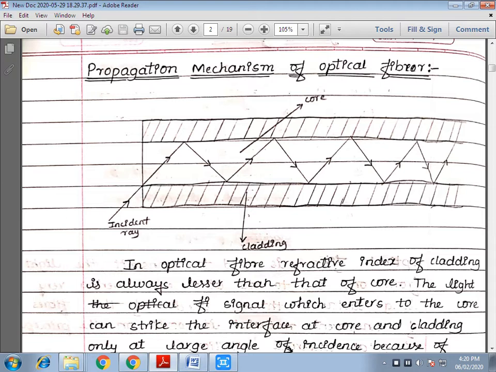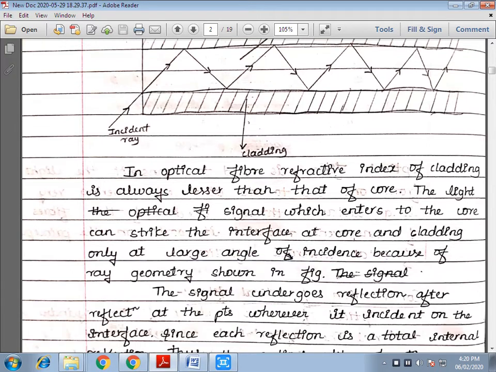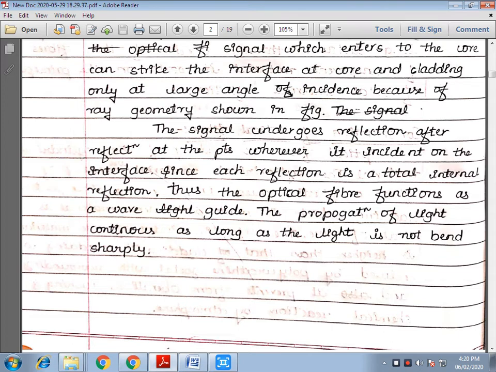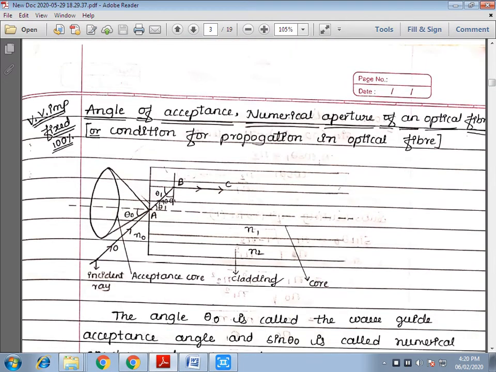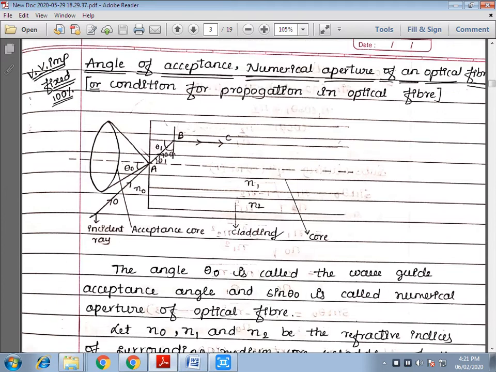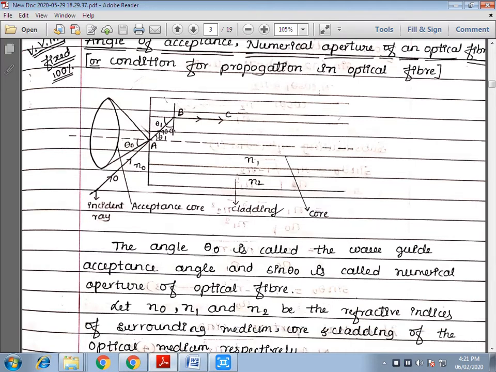The loss of energy through the optical fiber is very small compared to any other mechanism of transmission over that much distance. Then the angle of acceptance and numerical aperture of an optical fiber are conditions for propagation in an optical fiber. In the diagrammatic representation of the optical fiber, the angle theta naught is called the waveguide acceptance angle, and sin theta naught is called the numerical aperture of the optical fiber.